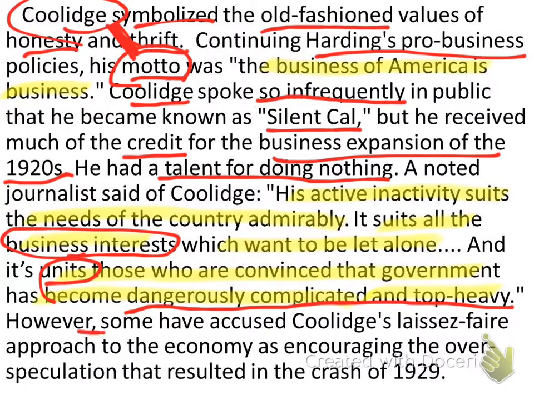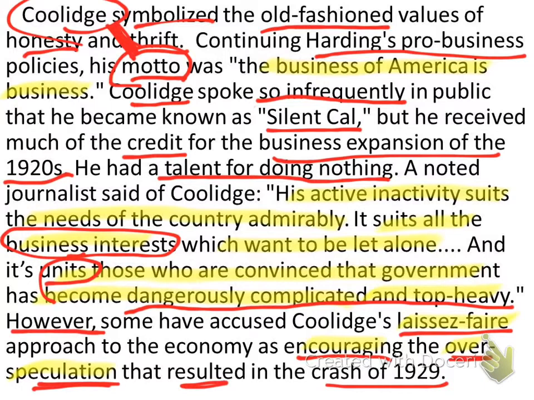However, there's always a however, there's always a but. Some have accused Coolidge and his laissez-faire approach to the economy of encouraging the over-speculation that led to the crash of 1929, which we're going to get to a little bit later on. So there are those who believe that it was Coolidge's hands-off approach that encouraged over-speculation. I believe we've already talked about this a little bit. And it was over-speculation that led to the crash in 1929, which is true, it did.